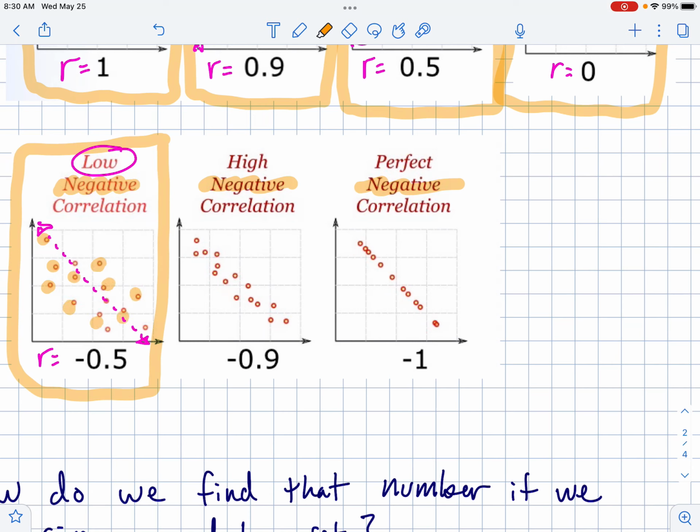Now, they're not very clustered. All the points are kind of far away from that line, so that's low negative correlation. Negative because it's going downhill, low because it's not very clustered.